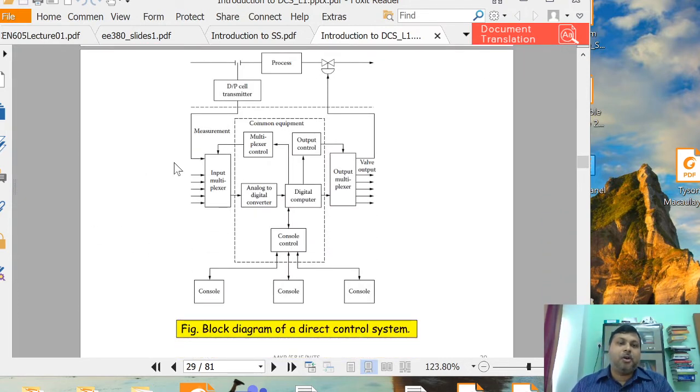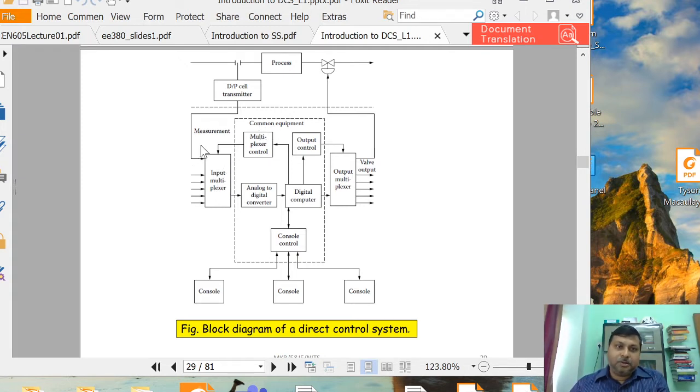Here you see one block diagram has been shown. We have a process. Suppose this is an orifice where the DP transmitter, meaning differential pressure transmitter, is there, which measures the differential pressure created by the orifice. This measurement data goes to the common equipment through the input multiplexer, because there will be many process variables. You have to collect all the process variables from the field, and they come to the common equipment through an input multiplexer.